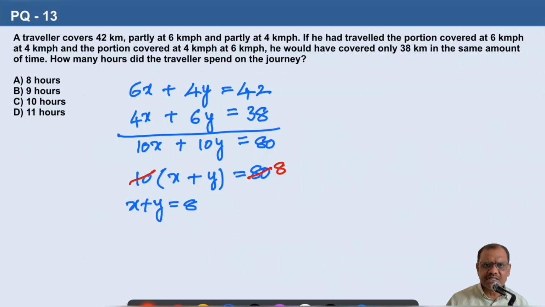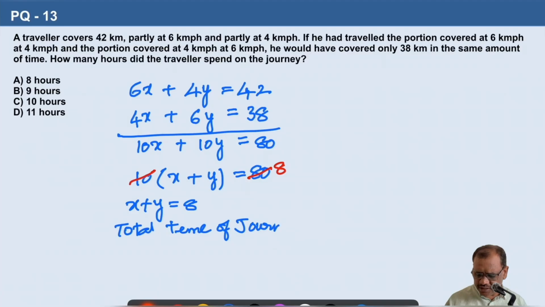So what is x plus y here? The total time of journey. So the total time of journey is 8 hours. So that is the answer. 8 hours is the answer. Option A is the correct answer here.